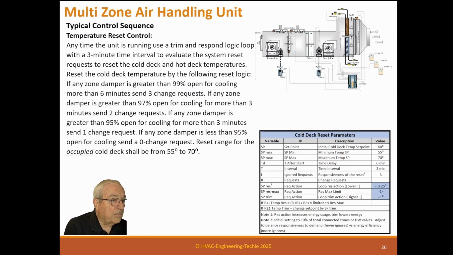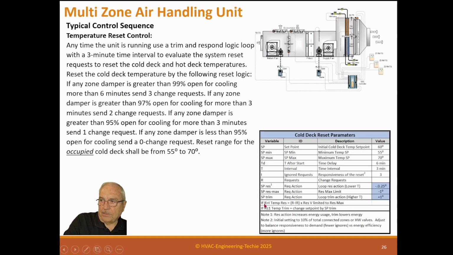Reset range for the occupied cold deck should be 55 to 70 degrees. And these are the parameters again. So we have a 60-degree set point, and a 55 to 70 range. We have a 6-minute delay start. We have a 3-minute time interval. We have 3 ignore requests. Our request action is minus 0.25 degrees for cooling. Maximum is -1. And our trim logic is +1.